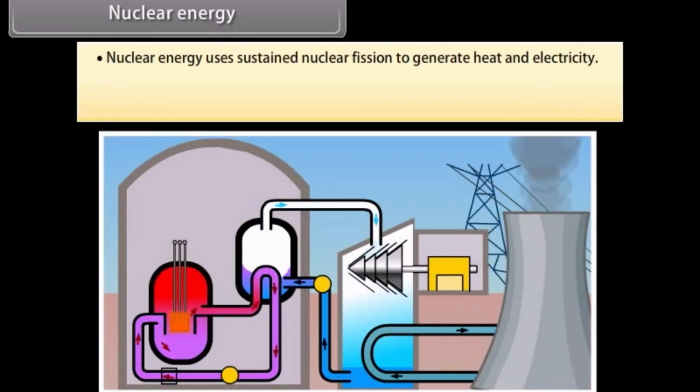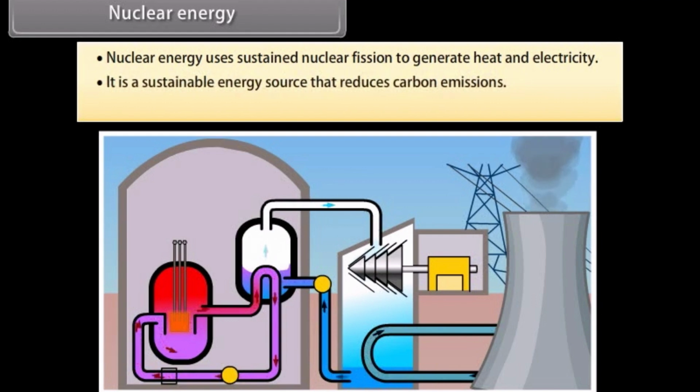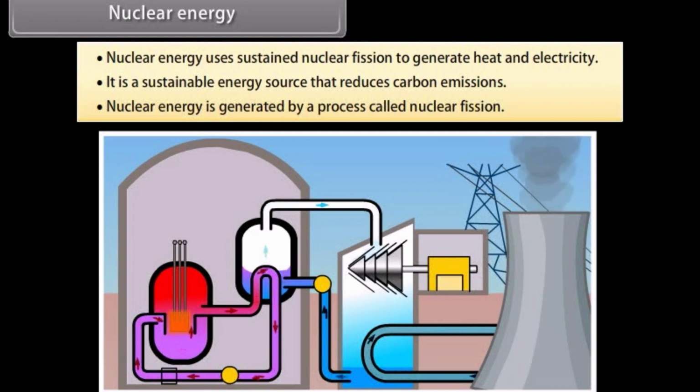Nuclear energy. Nuclear energy uses sustained nuclear fission to generate heat and electricity. It is a sustainable energy source that reduces carbon emissions. Nuclear energy is generated by a process called nuclear fission.